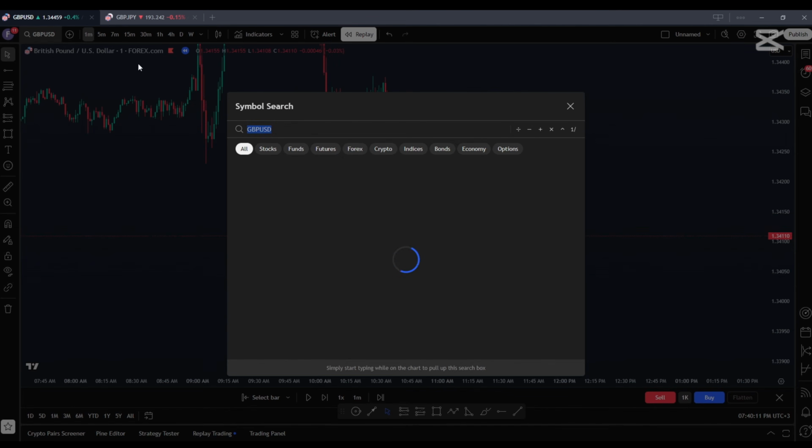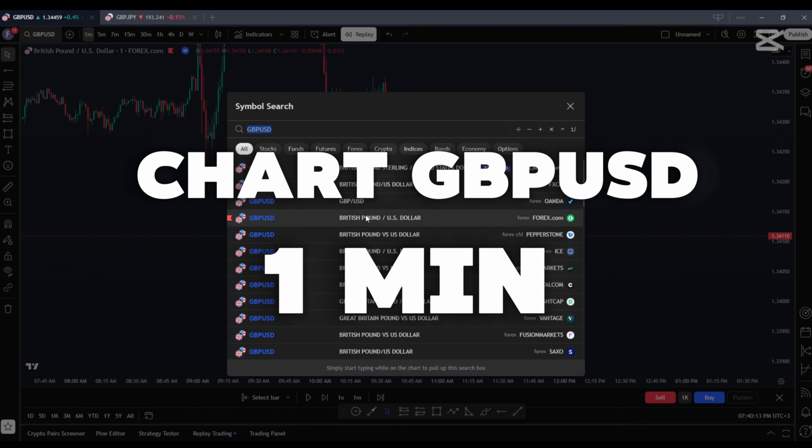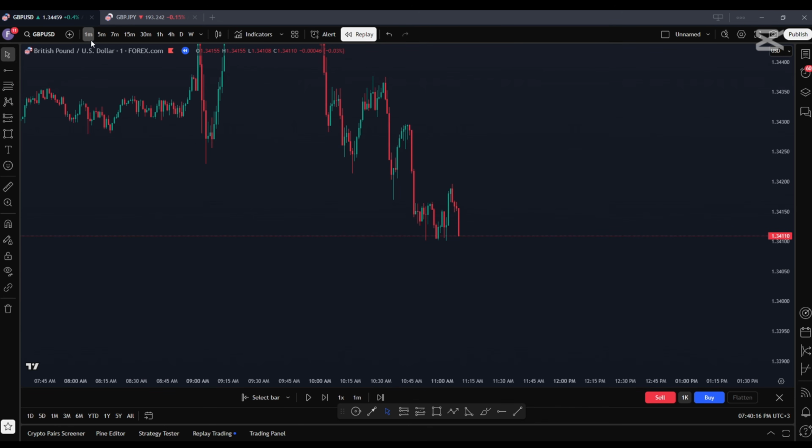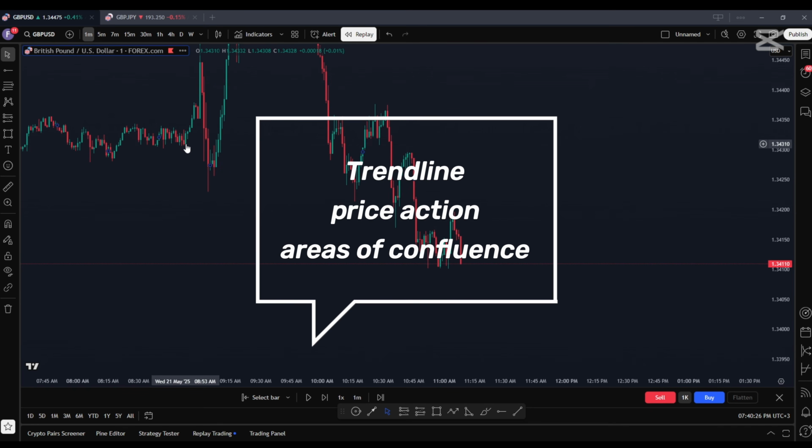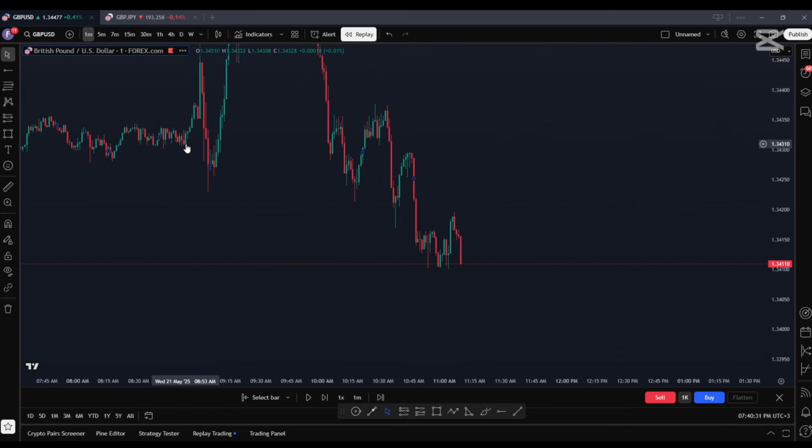So here is a chart of GBP USD, and we are on the 1 minute. As we said, we are going to be using trend lines, price action and areas of confluence in our breakdown today. The first thing we are seeing is that the market is giving us a very sharp drop to the downside, giving us our bearish pressure, giving us our trend.